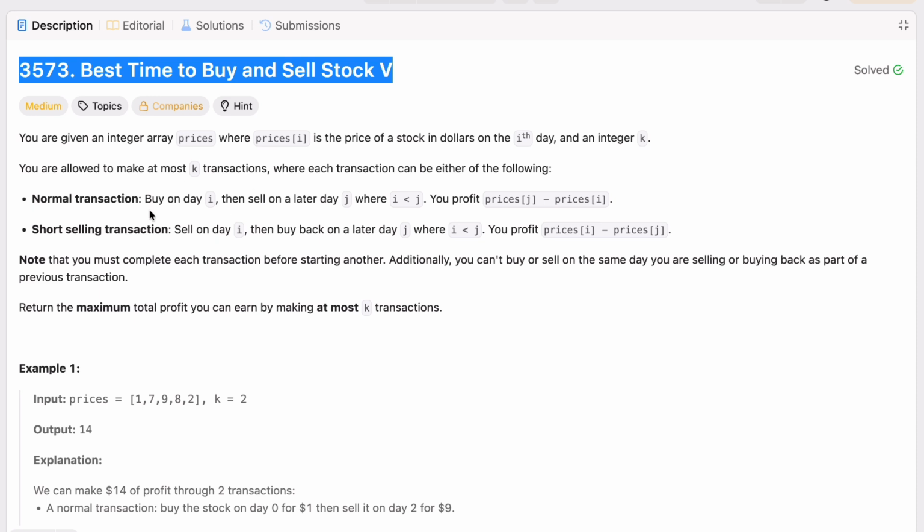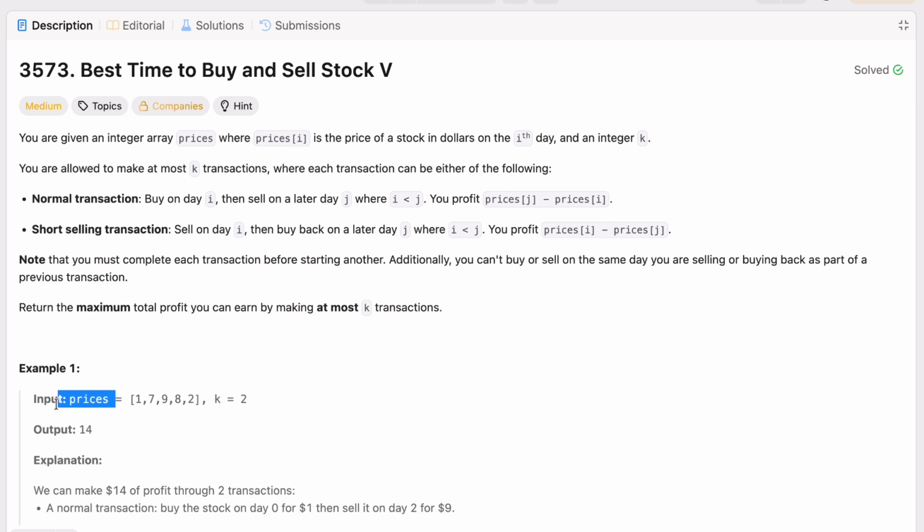Okay, first, what is the question saying? We are given an integer array called prices, where prices[i], meaning each element, is the stock price on that day, right? So these are the elements, and let's suppose for day 1 the price is 1, for day 2 the price is 7, like that we have all these elements. And there is also an integer k given. So k is an integer that represents the maximum number of transactions you can make.